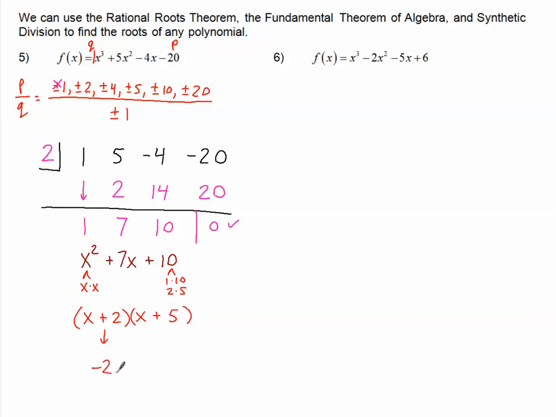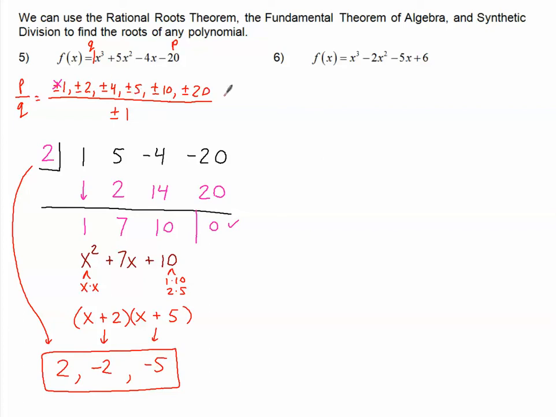So these are the other two factors, and I can see that this factor will lead me to a root of negative 2. This factor will lead me to a root of negative 5. And I already found this root, which was positive 2. Don't forget about that one. So these are all of our actual answers. And if you notice, plus or minus 2 is right here, and negative 5 is right here. So these possible answers were correct.